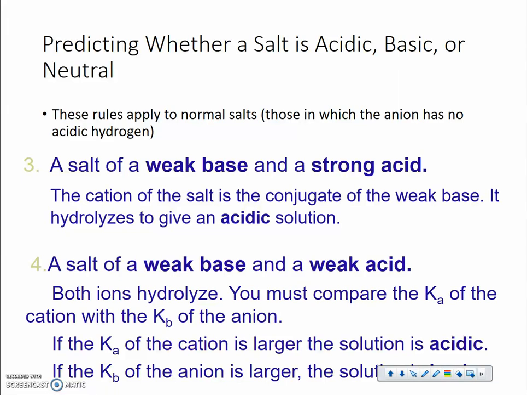If you have a weak base and a strong acid, your solution is going to end up being acidic. If you have a weak base and a weak acid as the two products, you have to figure out which one of those takes precedence. You do that by comparing the two K values, Ka versus Kb. If the Ka is larger, it's acidic. If the Kb is larger, then it's basic.